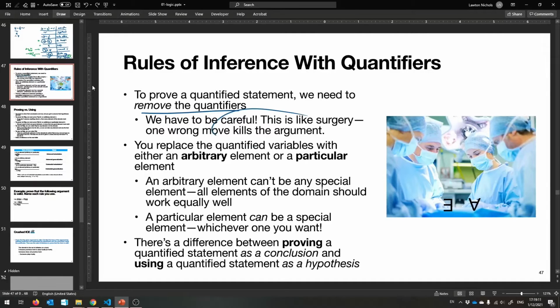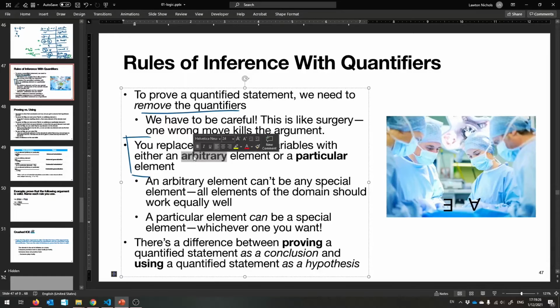We have to be very, very careful because removing quantifiers in the wrong way is incorrect. So you got to do it right. And here's what you can do. You're going to end up replacing your quantified variables with, depending on the quantifier, either an arbitrary element of your domain or a particular element of your domain.